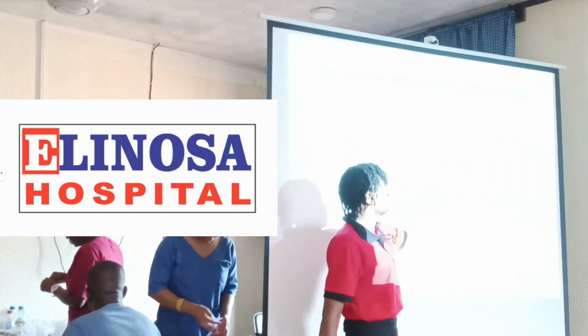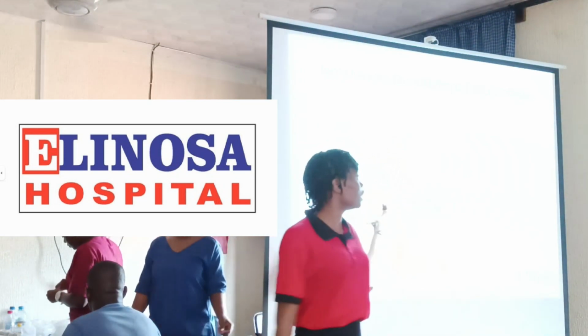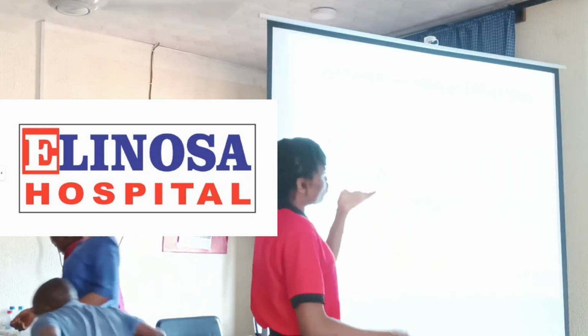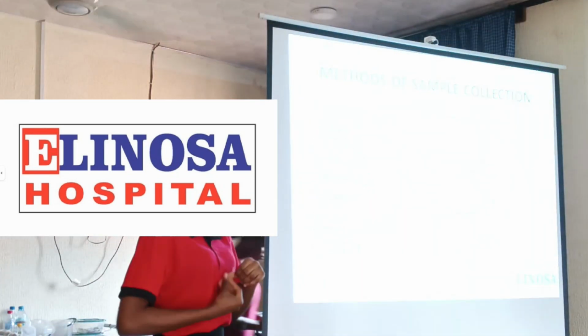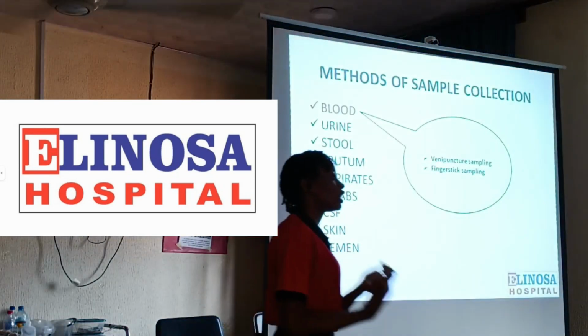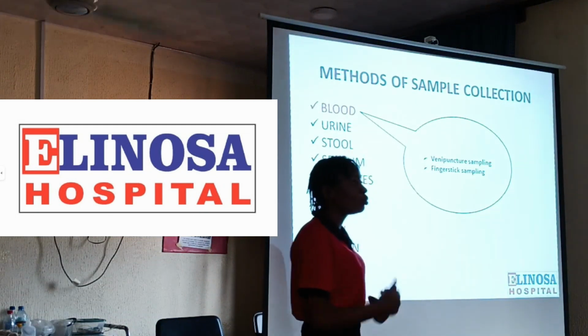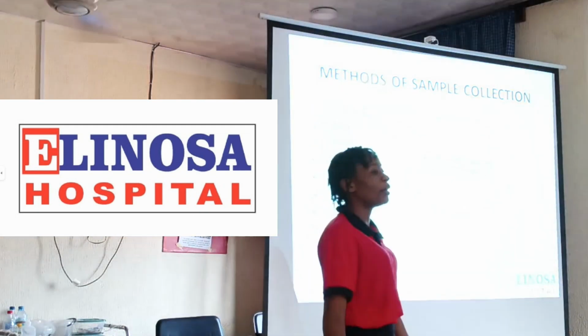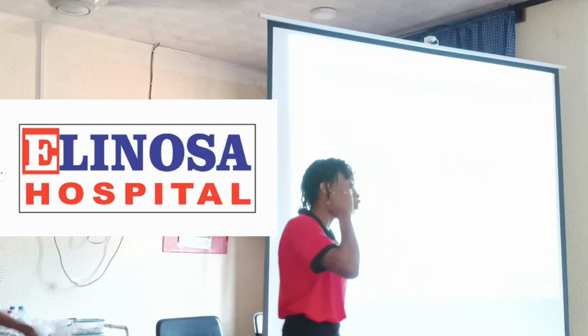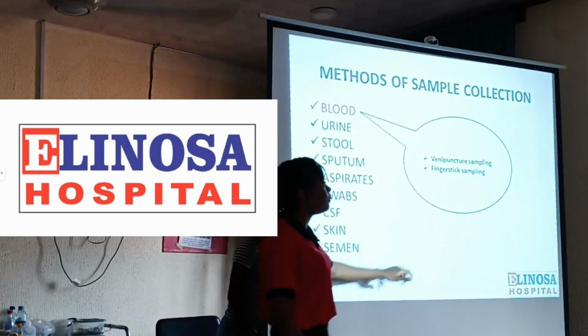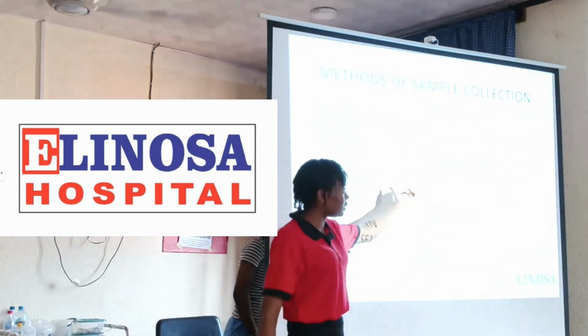Now, the other one of this sampling is a process where blood is obtained from the capillary. From your capillary, for example, your thumb, the back of the toe, or the earlobe. And we normally use a capillary tube to collect the sample.